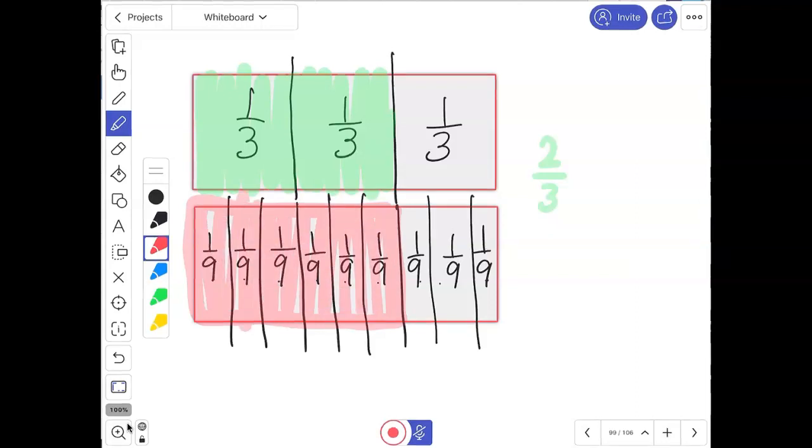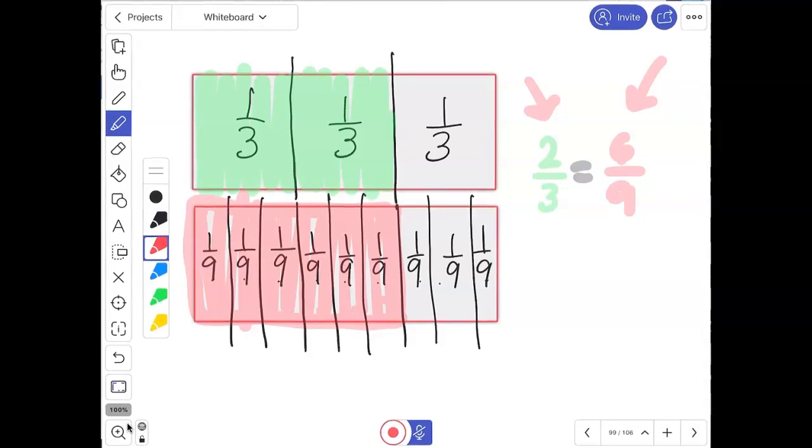Well, how many 9ths was it that made my equivalent amount or same amount shaded? Well, this is 1, 2, 3, 4, 5, 6. So 6/9 and 2/3 are equivalent. They're worth the same amount, they just look different. This one is dressed up as thirds, and this one is dressed up as 9ths. It's just wearing a different costume.